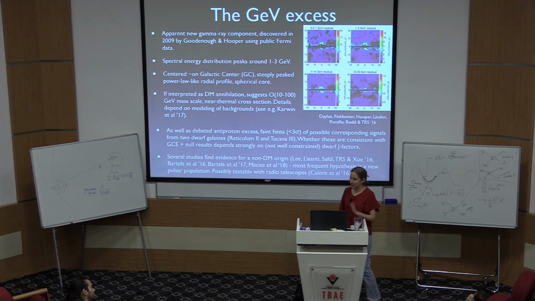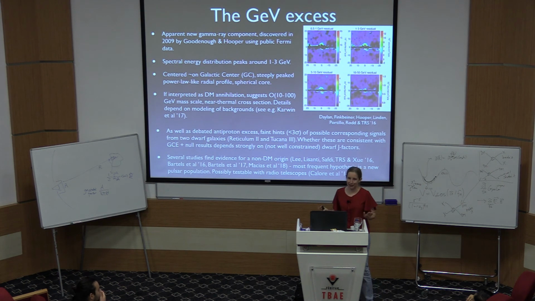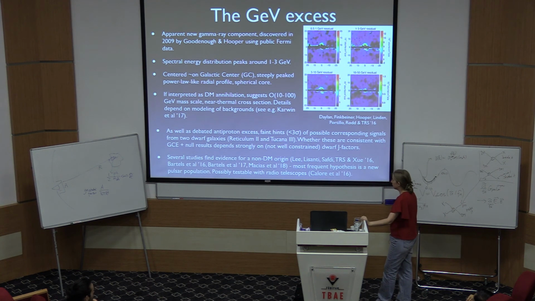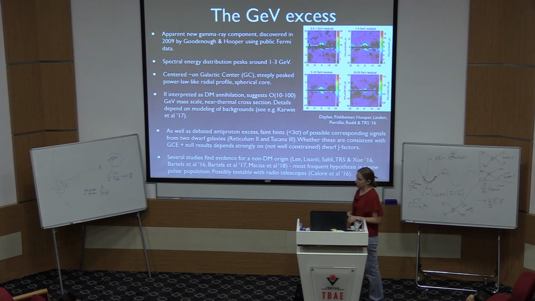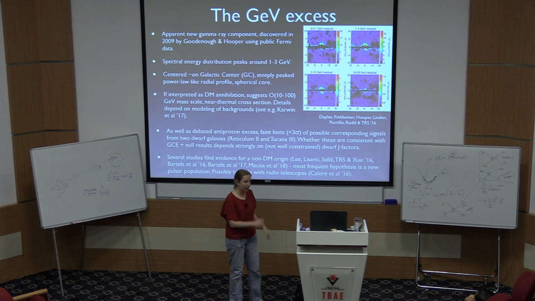The pessimistic interpretation is that this is all pulsars and the others are statistical fluctuations. And I think that's also quite consistent with the data. But there is an optimistic story where this could actually be a dark matter signal. There have been several studies that found evidence for a non-dark matter origin, and the most frequent hypothesis, as I said, is that this is coming from some new and previously unknown population of millisecond pulsars in the galaxy. Probably the best way to test this hypothesis is that radio telescopes are coming online over the next few years, and if this is really coming from pulsars, they should be able to find the pulsations. So that would be how we establish that.